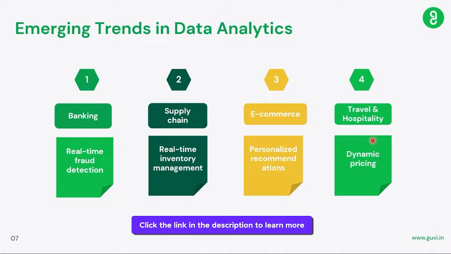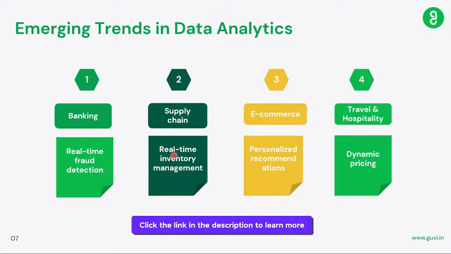So let's start with banking. Real-time fraud detection is a very famous example. Fraud detection is the number one use case in banking. Banks utilize advanced analytical techniques to monitor transactions in real time and identify suspicious activities such as unusual spending patterns and unauthorized access, to prevent fraudulent transactions before they even occur.